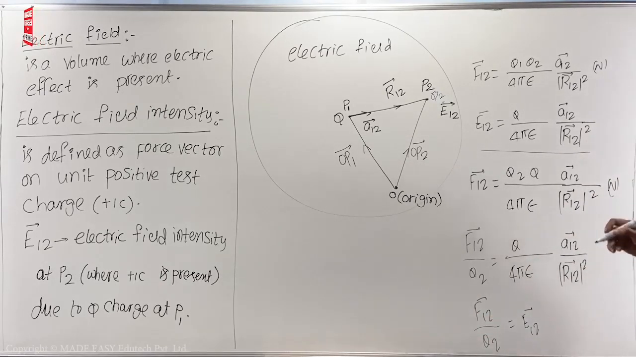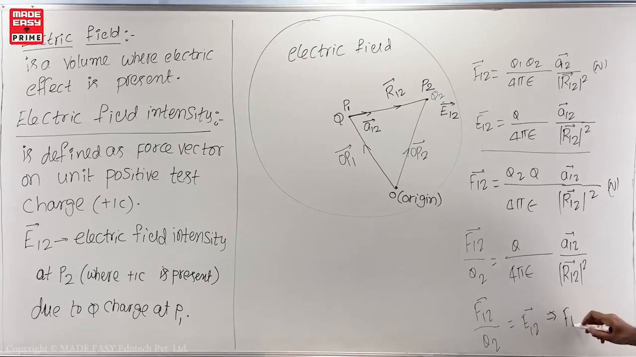So two units are there, Newton per coulomb, otherwise volt per meter. Now from this we get one more formula: F12 bar is equal to Q2 into E12 bar. This formula I will write in the note. So dear students, what is this?